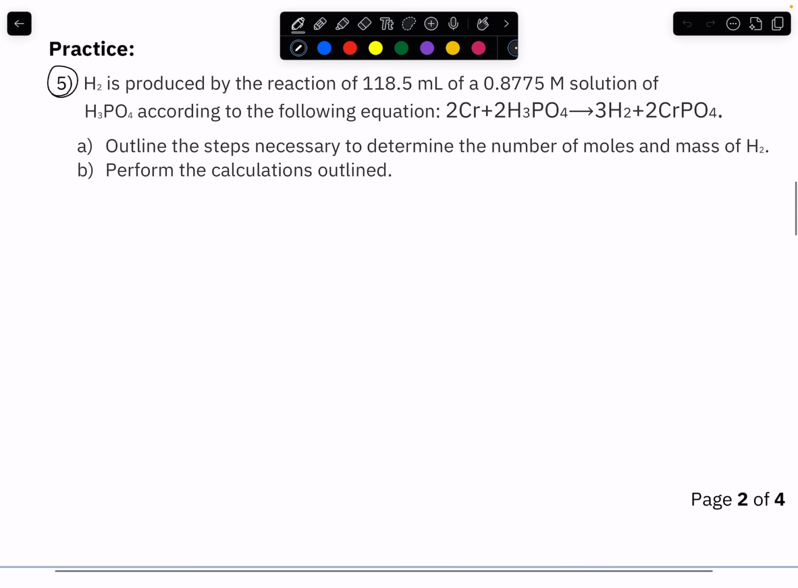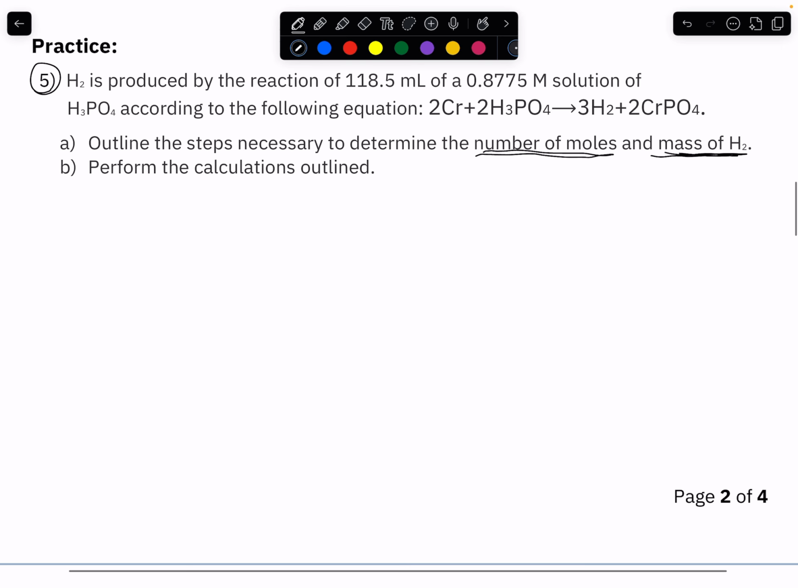But I wanted to go over number 5. Number 5 is H2 is produced by the reaction of 118.5 milliliters of a 0.8775 molar solution of H3PO4 according to the following equation: 2Cr plus 2H3PO4 reacts to 3H2 plus 2CrPO4. It asks us to outline the steps necessary to determine the number of moles and the mass of H2. Then it asks us to perform the calculations outlined.